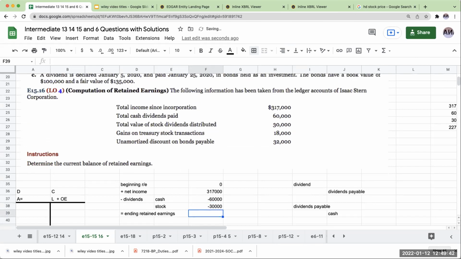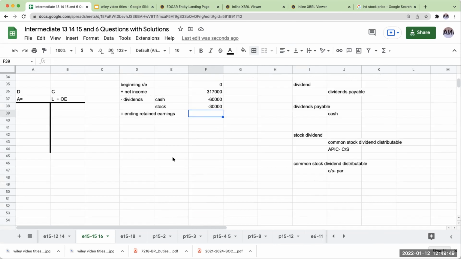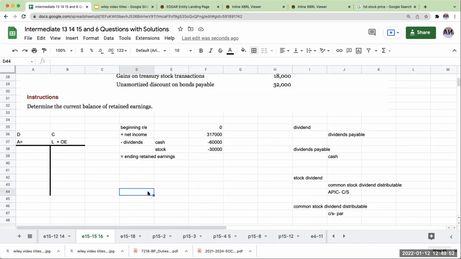All right, let's look at these other ones. Gains on treasury stock transactions. If I sell treasury stock for greater than cost, I would debit cash for whatever it might be and credit treasury stock. But when dealing with my own shares, I never, ever recognize gains. Instead, I would credit additional paid in capital, common stock. Therefore, this does not impact retained earnings. We're going to ignore it.